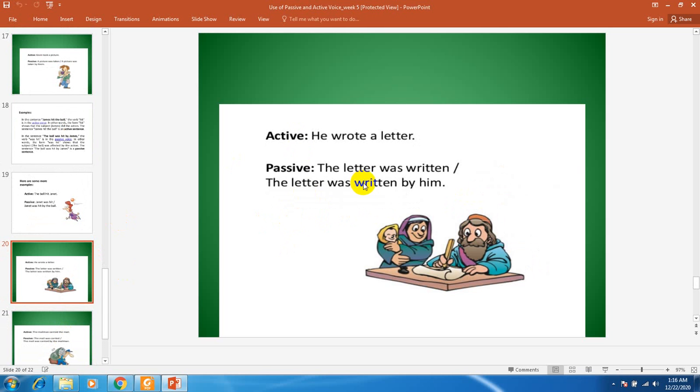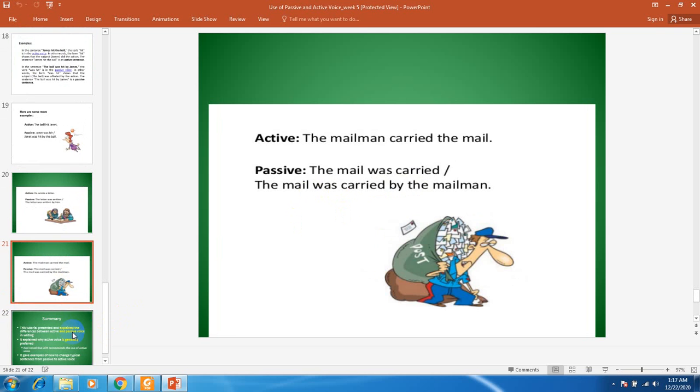This is another example. He wrote a letter. Whenever we want to change it to passive voice, the letter was written, the letter was written by him. This is the second example. The mailman carried the mail. This sentence is an active voice. Whenever we want to change it to passive, how can we make it? The mail was carried, or we can say the mail was carried by the mailman.